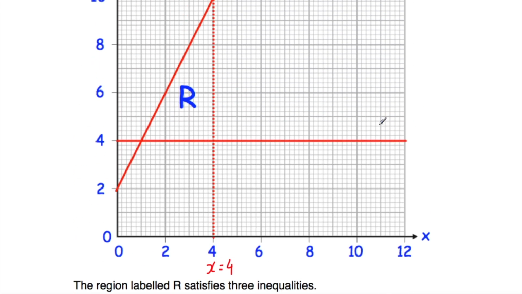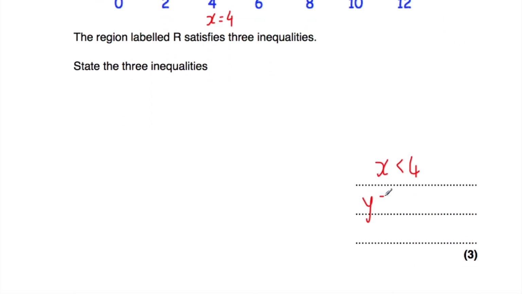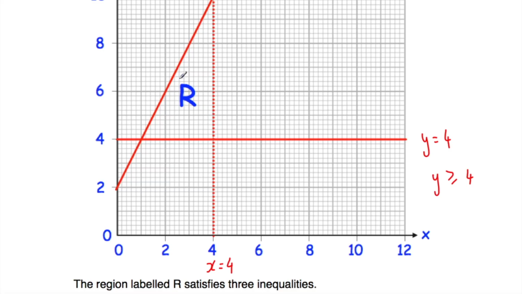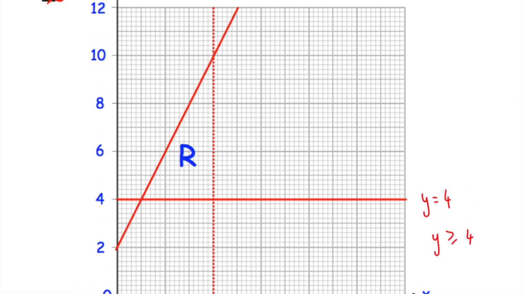Okay, now let's have a look at this horizontal line. It passes through 4 on the y-axis, so the equation of that line is y equals 4. Now the region is above that line, so all the points in that region will have a y-coordinate that's bigger than 4. So our inequality will be y is bigger than or equal to 4, and it's got the equal to part because it's a solid line. Okay, that's fantastic. We've now got two inequalities. Now let's deal with the last one.